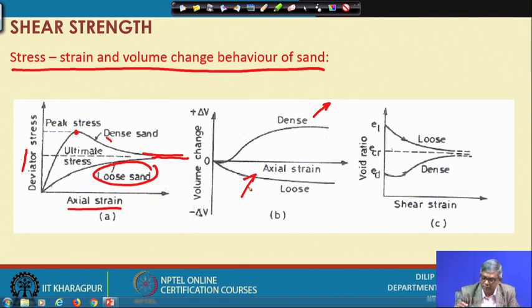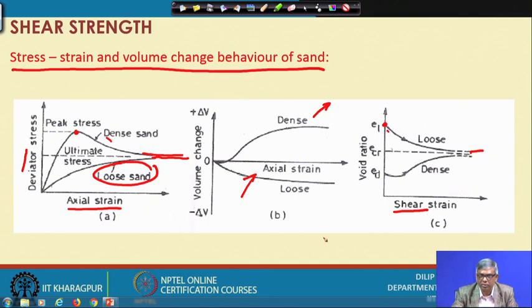Here, if you consider a loose soil, the initial void ratio may be here, that is e lowest or loose, and when you shear continuously, at different stages its void ratio will be decreasing, because the volume is changing, meaning voids are reducing. So the void ratio automatically becomes smaller. With shear strain the void ratio will decrease, but at a large strain value the void ratio will become constant.